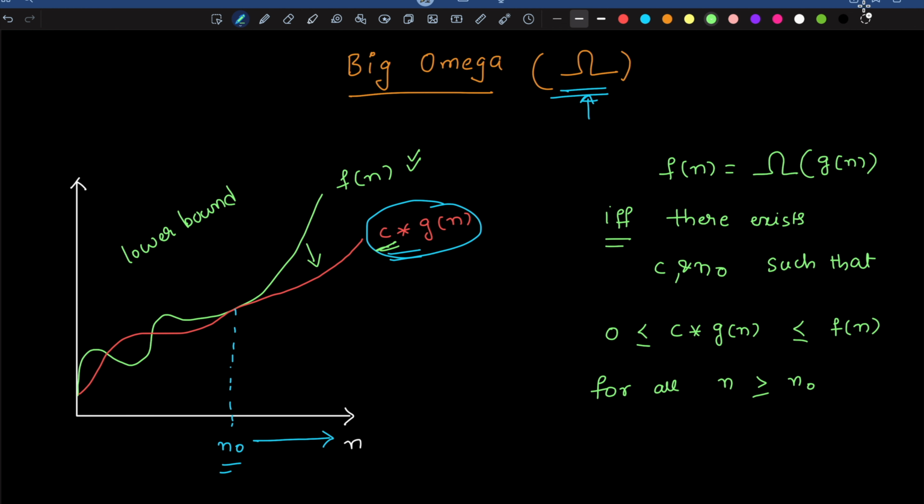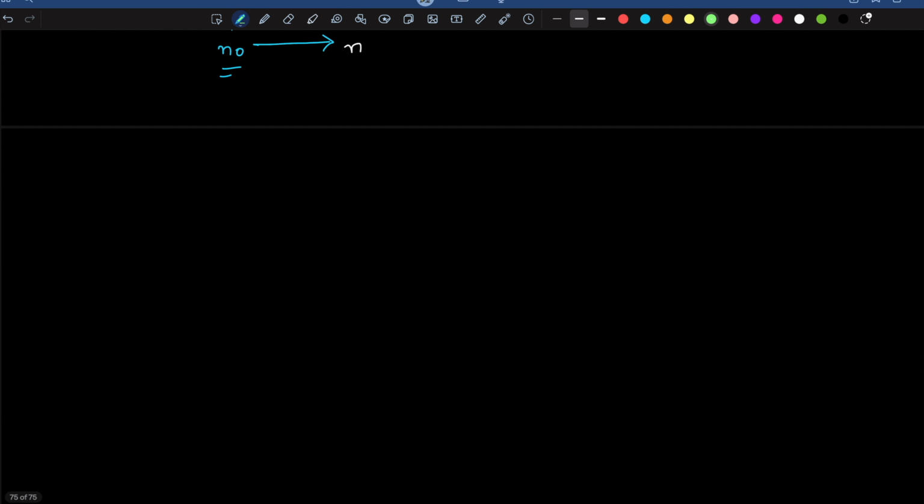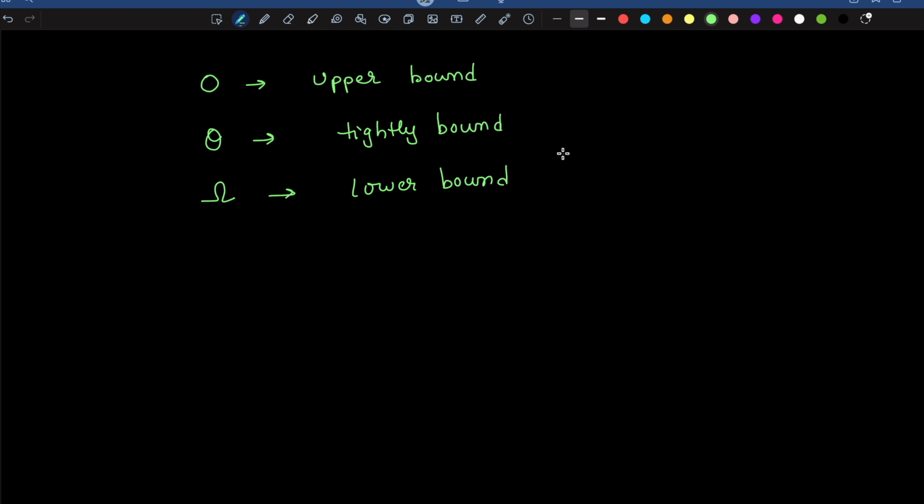So in case of big O, we have the upper bound, right? So big O is the upper bound. Let me write it down here. Upper bound. And what about big theta? Big theta is the tight bound. Tight bound. And what about omega? Omega is the lower bound. Lower bound. So tight bound means it has both upper and lower.